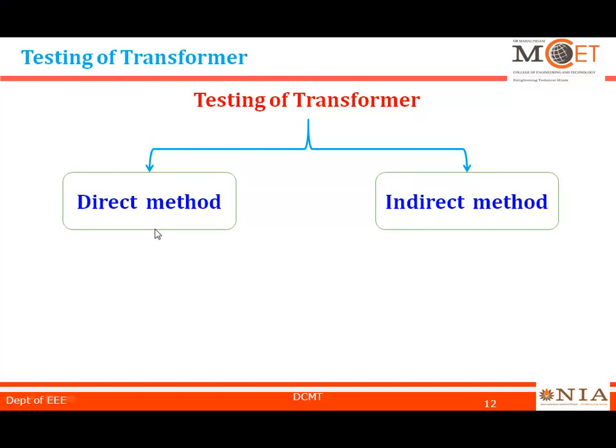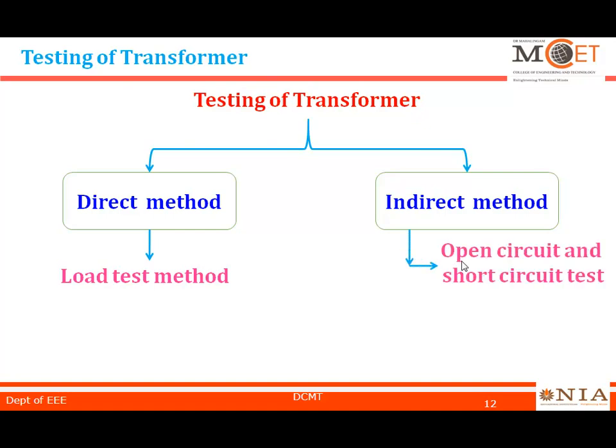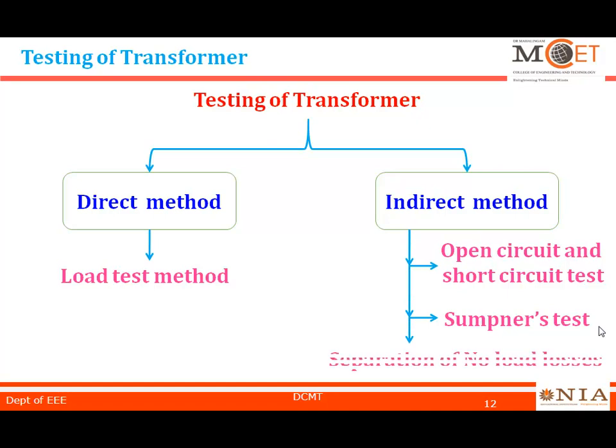In the direct test method, we are going to discuss the load test method. This has been discussed in the previous class itself. In the indirect method, we have the open circuit and short circuit test, synchronous test, and separation of no load losses. So it may be a direct test method or indirect test method. In both situations, we are going to find the efficiency of the transformer.